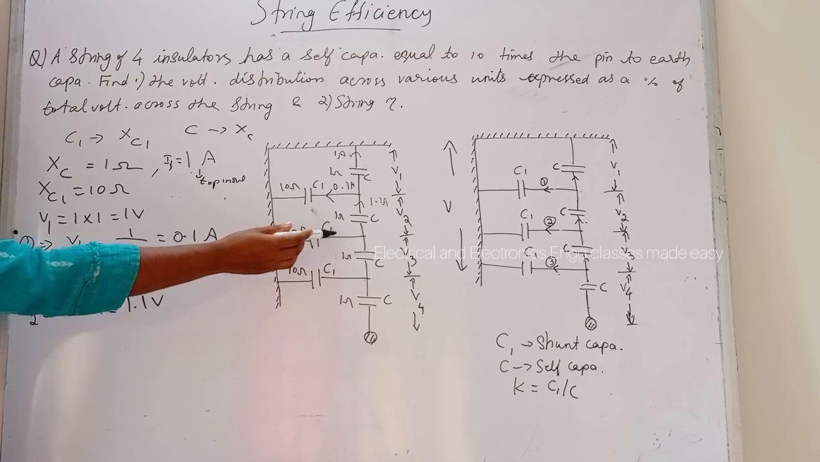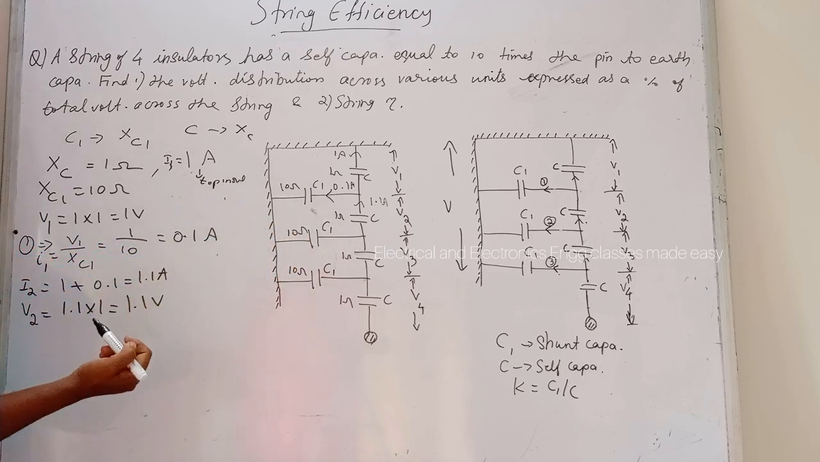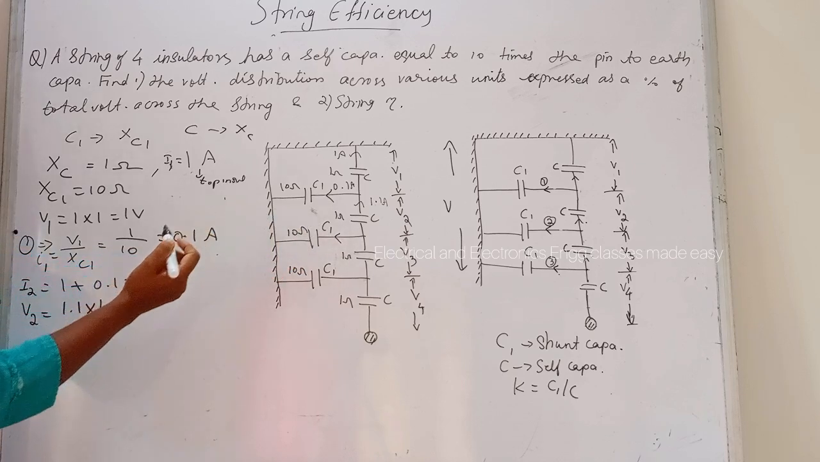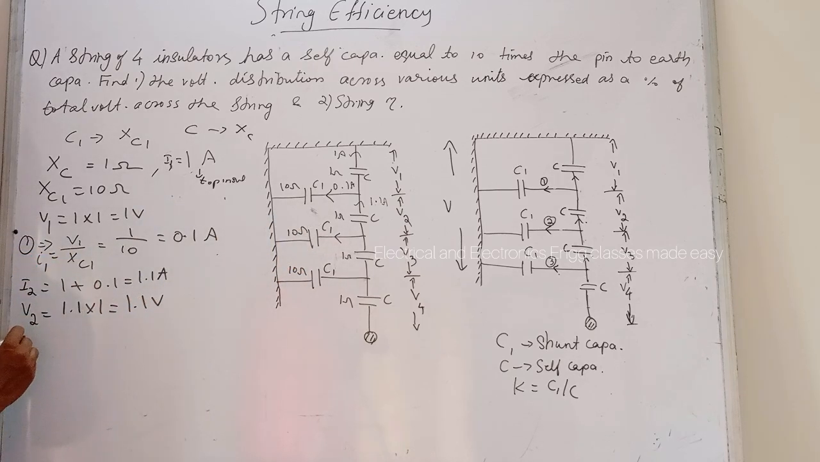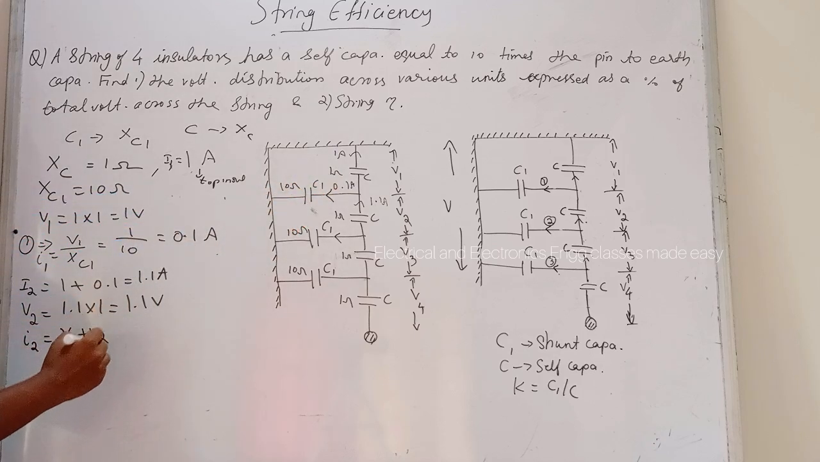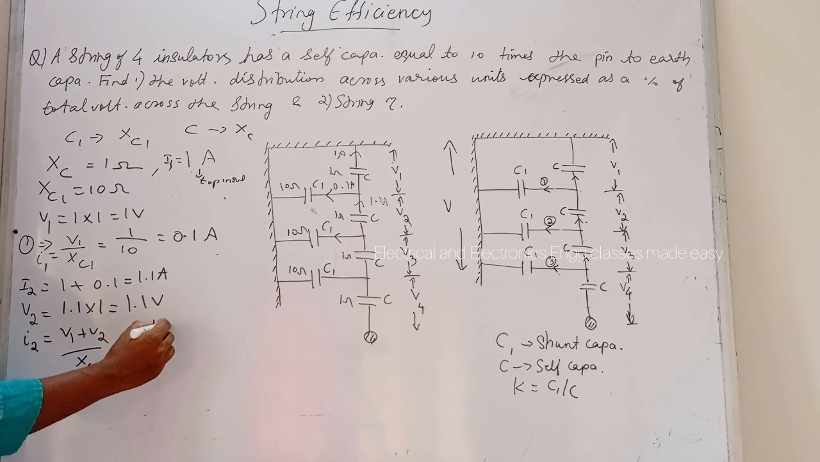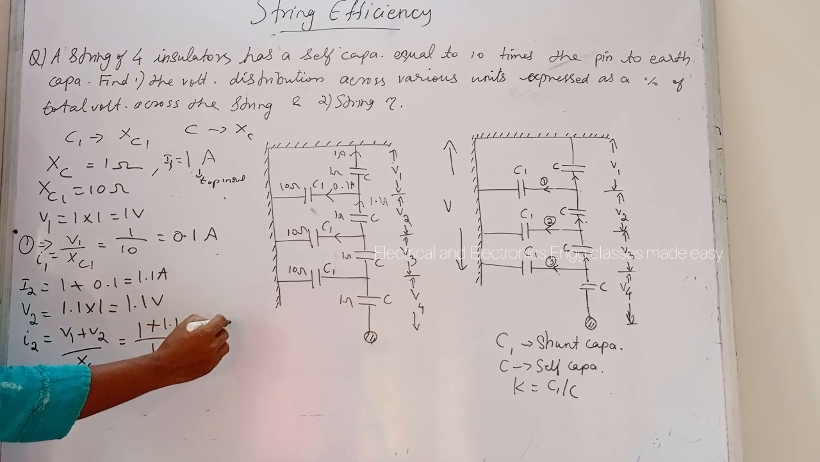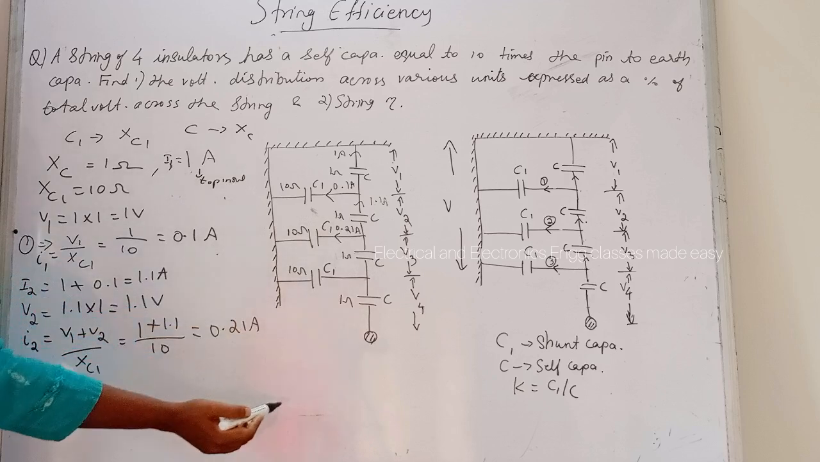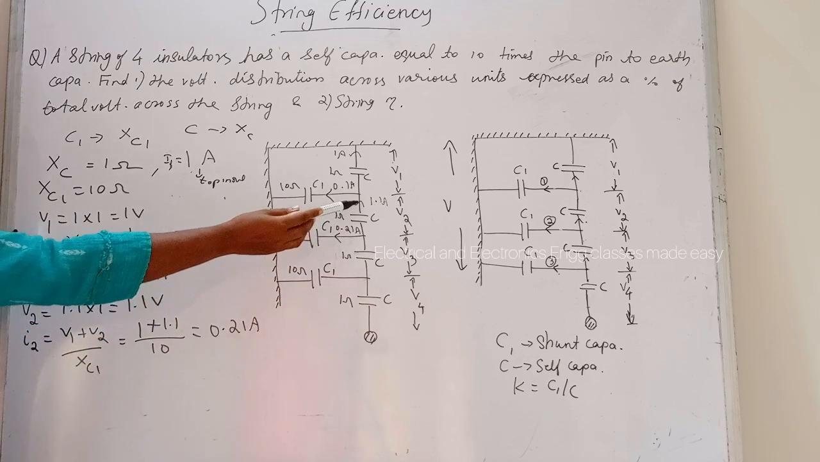Then what will be the current through this shunt capacitance? The current through this shunt capacitance, small i2, is equal to the voltage drop V1 plus V2 divided by XC1. What is V1? V1 is 1. So 1 plus 1.1 divided by 10, and we will get 0.21 ampere. So this is 0.21 ampere and this is 1.1 ampere.